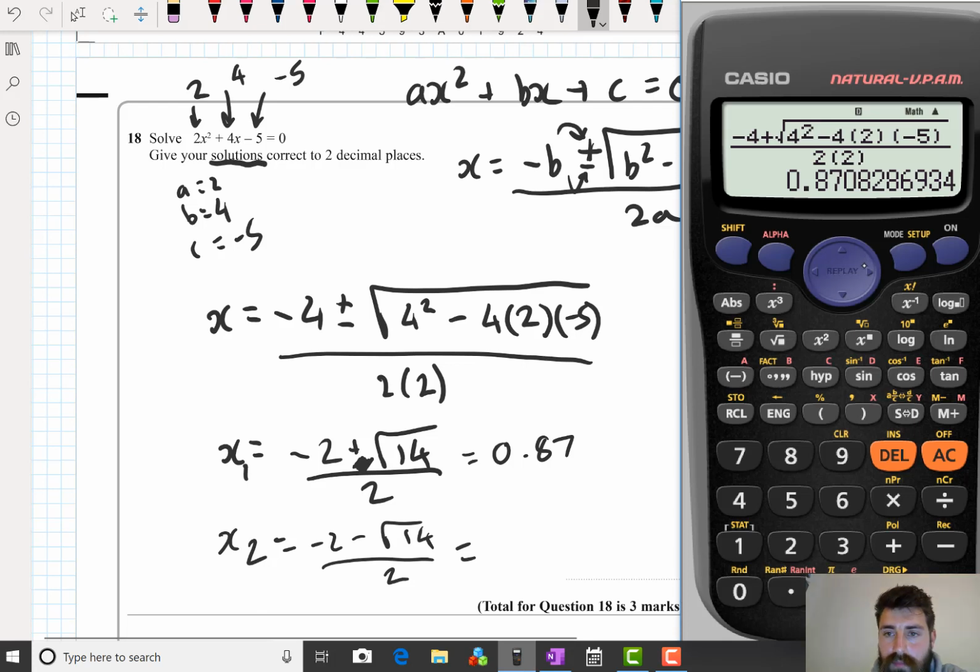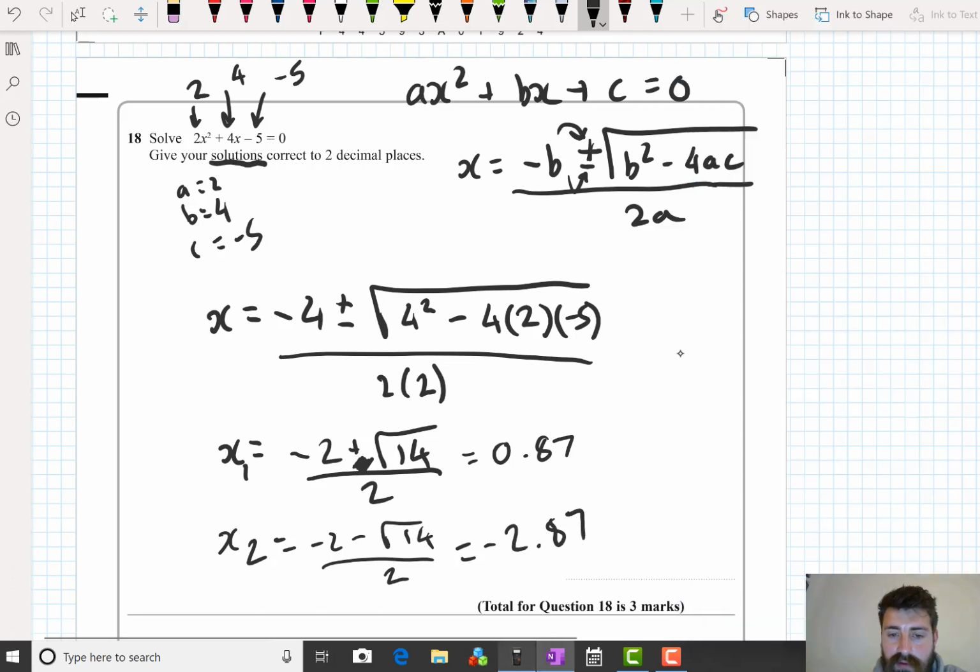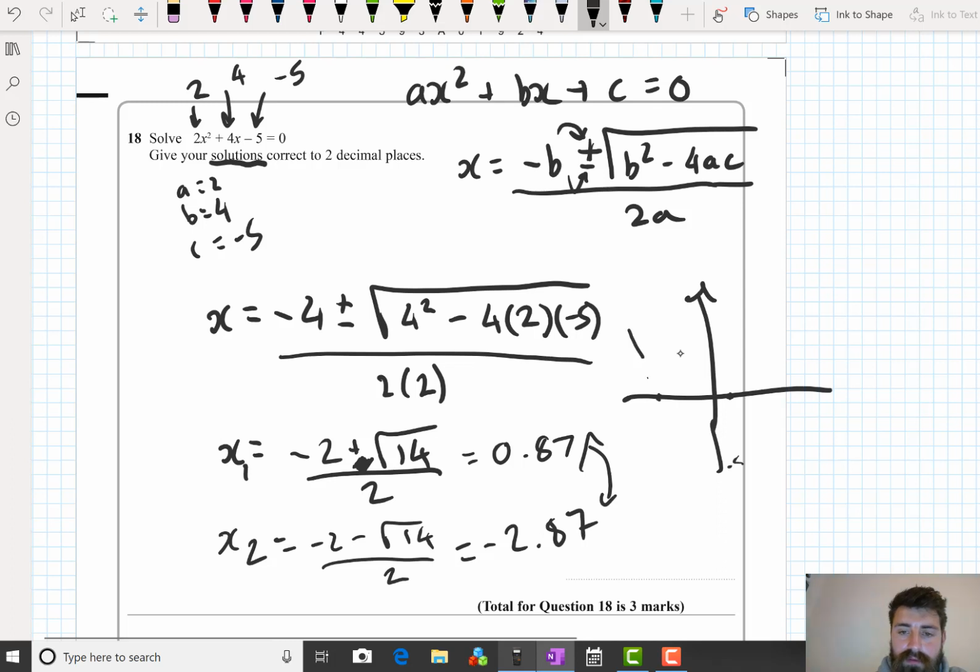Subtract. What is our negative solution if we see the negative sitting there? Negative 2.87, and the 0, keep it like that. There's your answers. X is that, and that. And I say and because this graph crosses at 0.87 and negative 2.87, and that's a negative 5. Looks a little bit like that, where this point and this point are there and there. 3 marks.